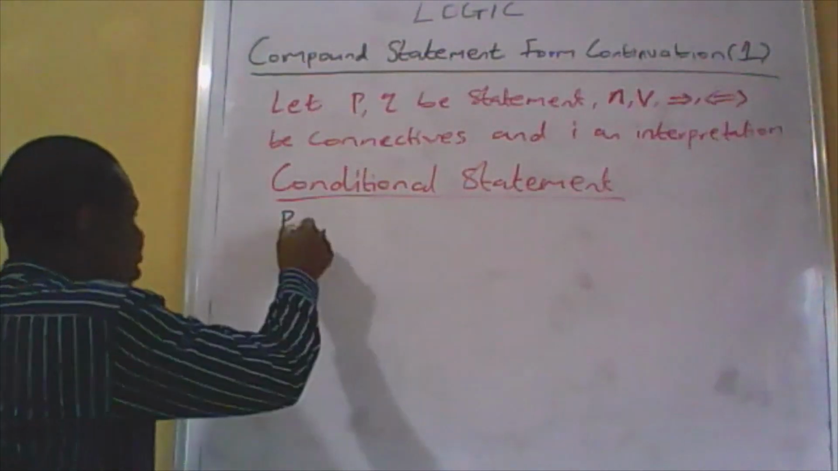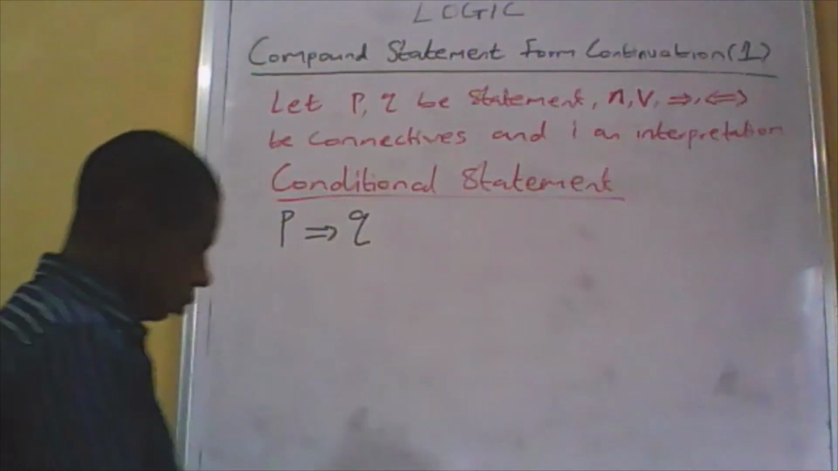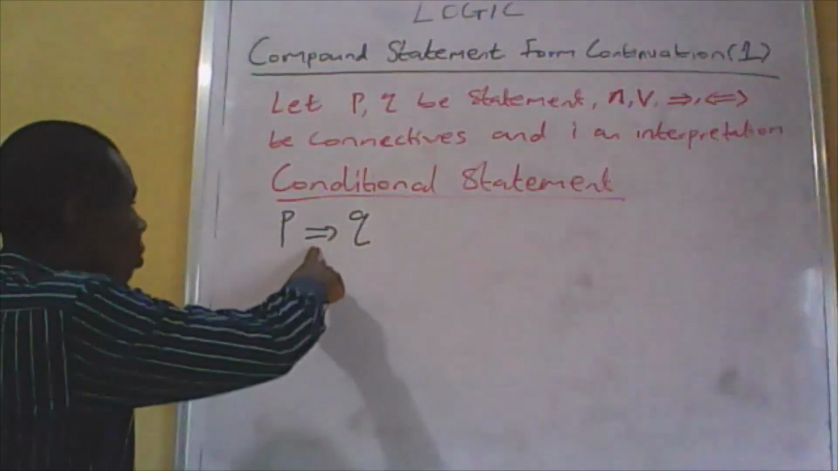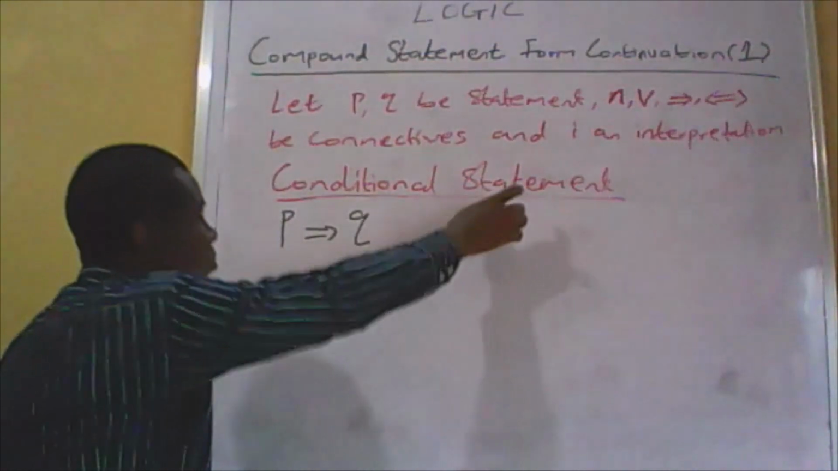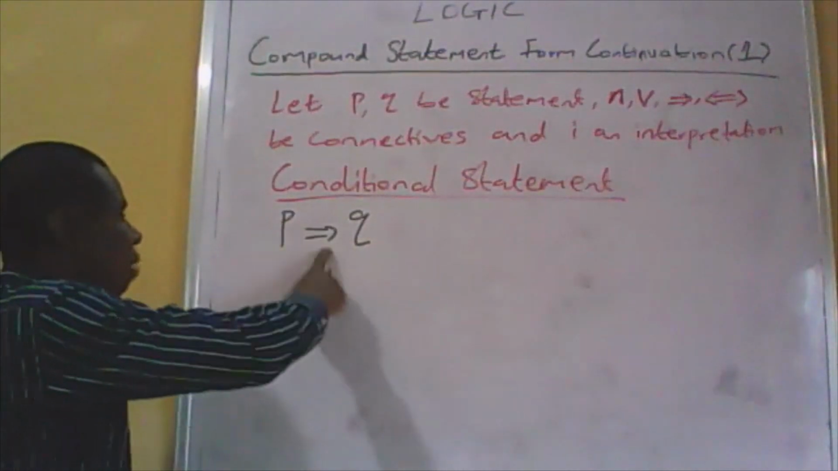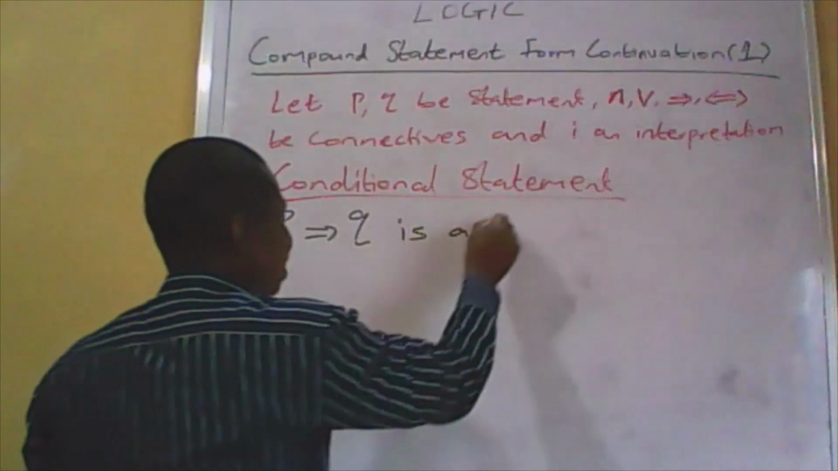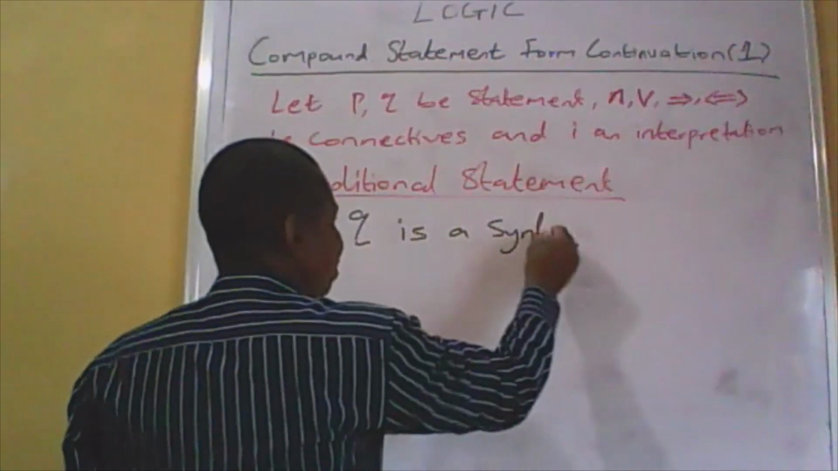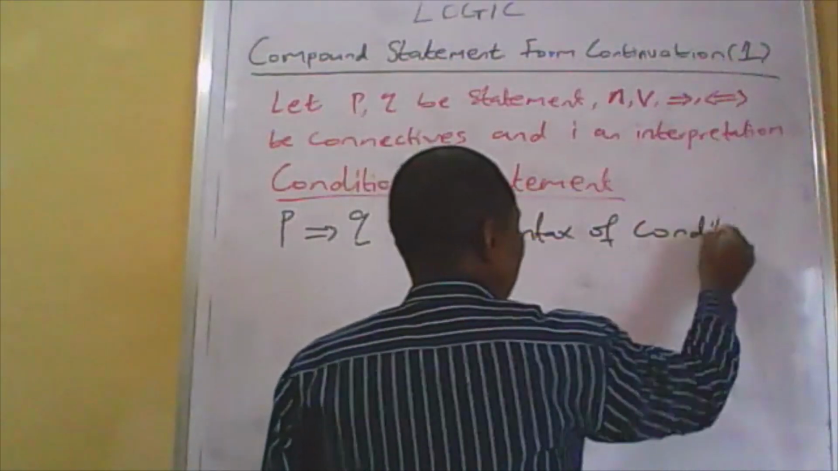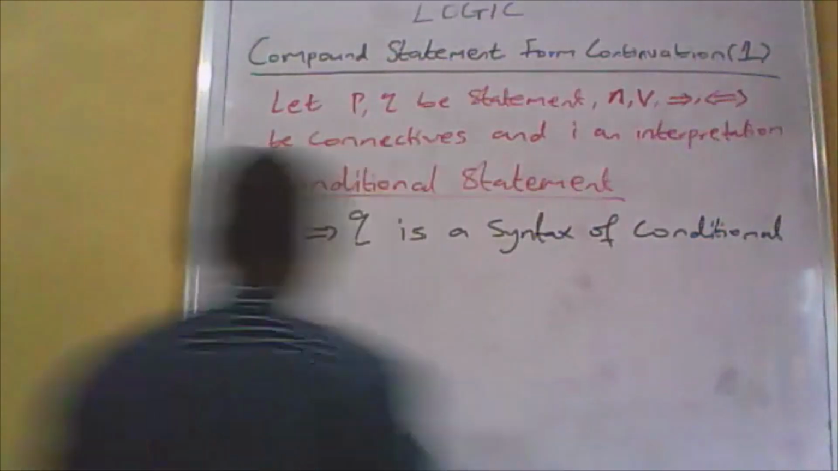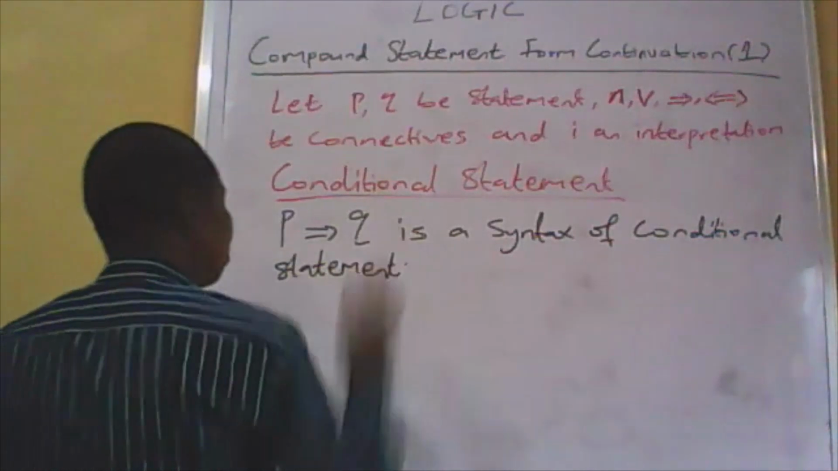That means P implies Q. You are using the connective to form a compound statement called conditional statement, read as P implies Q. This is the syntax of conditional statement.